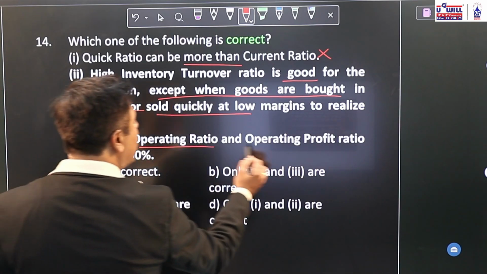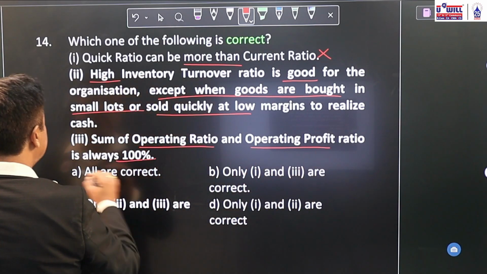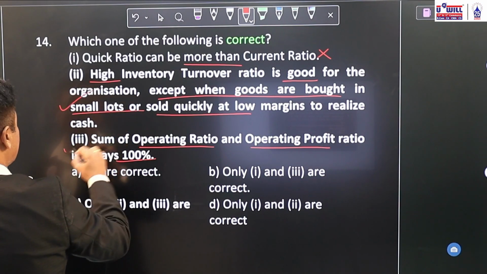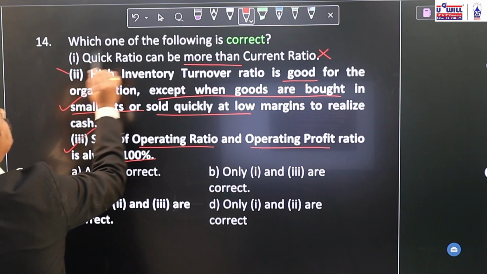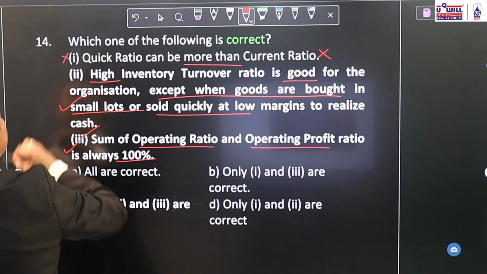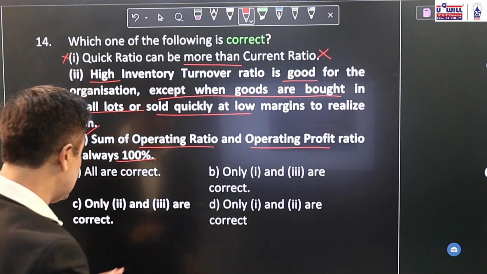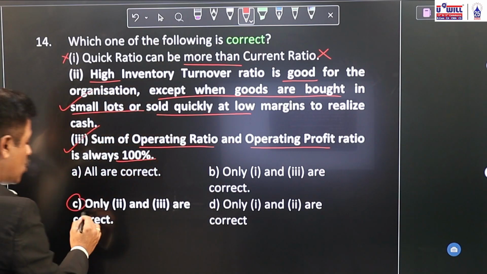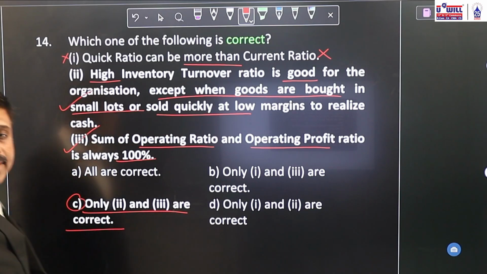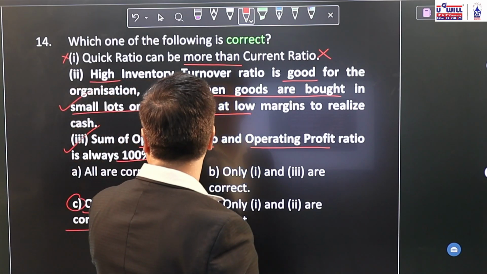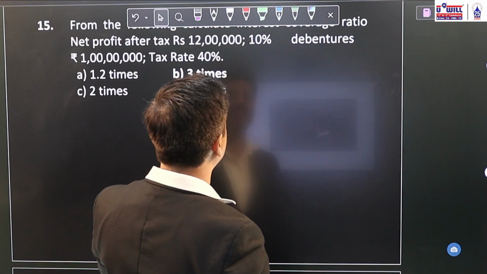Sum of operating ratio and operating profit ratio is always 100. This is also true. The first one is false. So the second and third are true, which means option C: only 2 and 3 are correct. Going to question number 15.